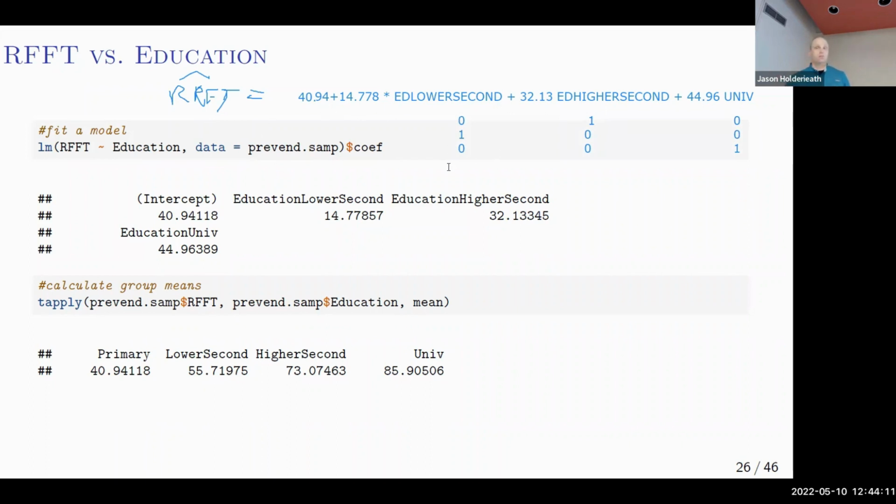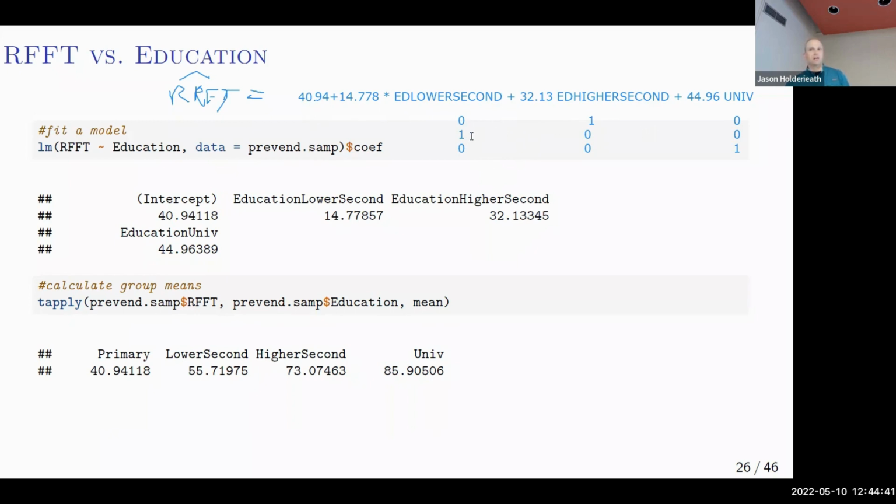In this first row here, this would be an individual whose highest level of education was this secondary level. Their score would be 32 points higher than the primary group, the base group. And the base group is this primary level of education, and that's wrapped up in the intercept here.